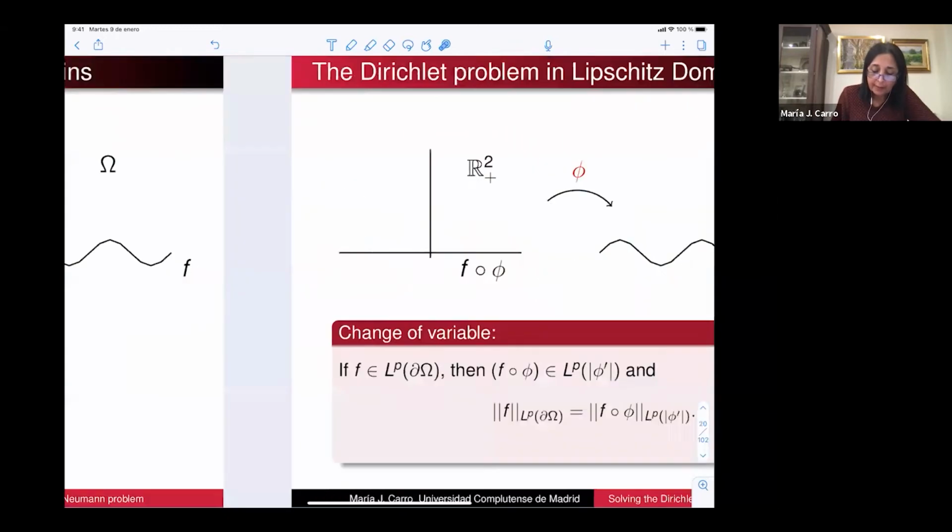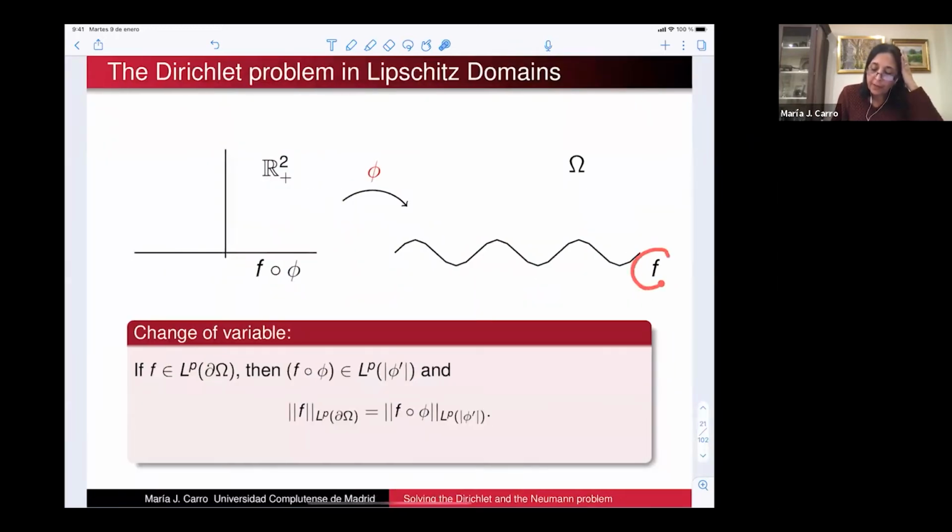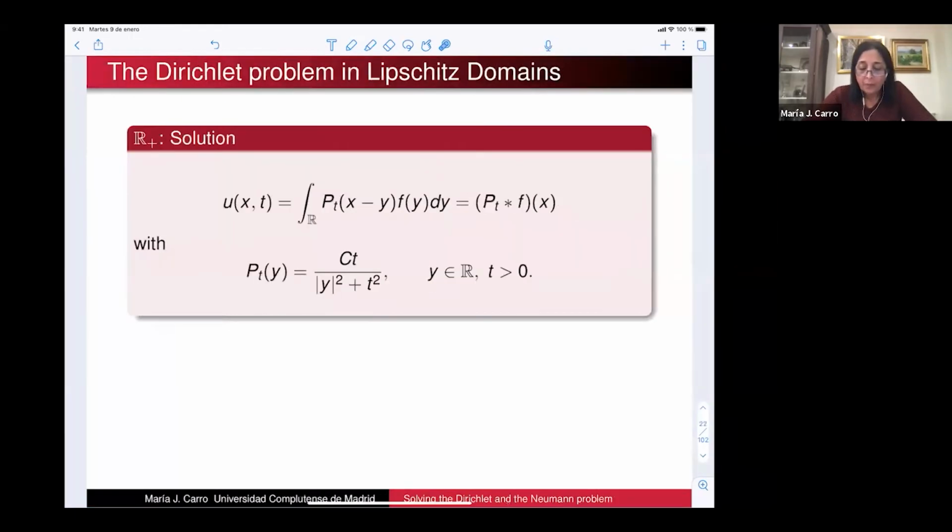The first point is that if we have a function here in LP, then the function f composed with phi is not in LP anymore, because of course we have a change of variable and it is in LP of a weight. This is going to be a locally integrable positive function. So this is called a weight. And of course it is an isometry. So what we need is to solve the problem in the upper half space, but not for LP, as I have done before, but for LP with an absolutely continuous measure which comes from the Jacobian of the change of variables. So how to do that?